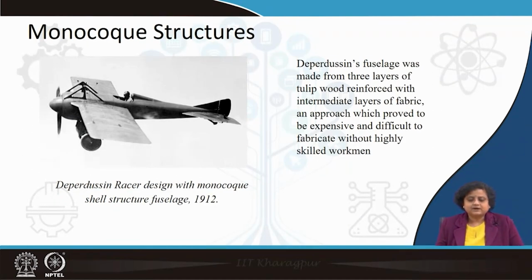This monocoque structure hereafter became very popular and engineers discarded the truss structure and moved into this monocoque or hollow cell kind of structure. The Depardieu, developed in 1912, is a classical example of another successful monocoque design of plane. Here the fuselage was made out of 3 layers of tulip wood reinforced with an intermediate layer of fabric. Please note that no other truss kind of structure was used.